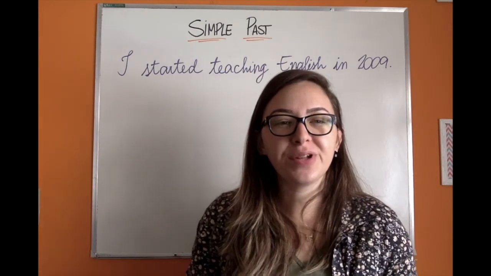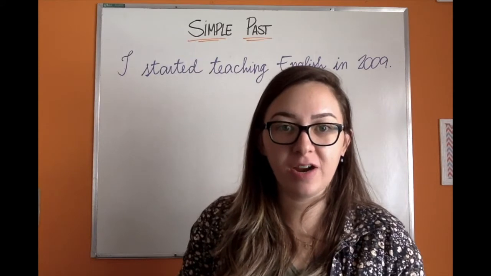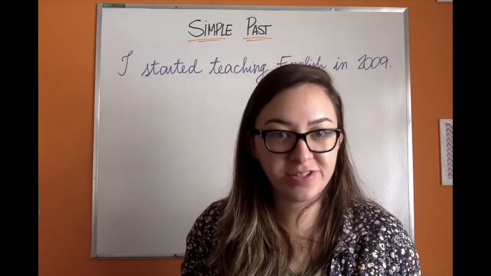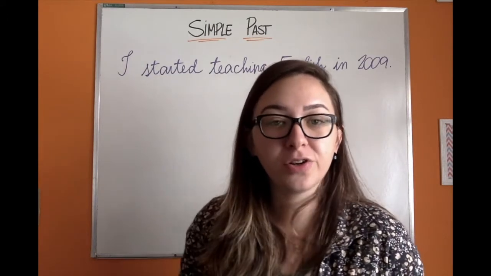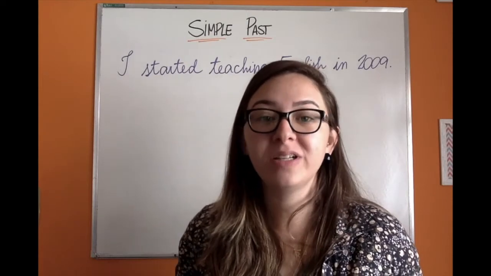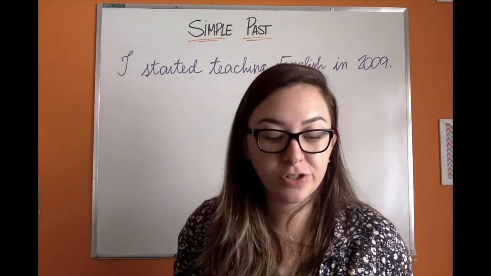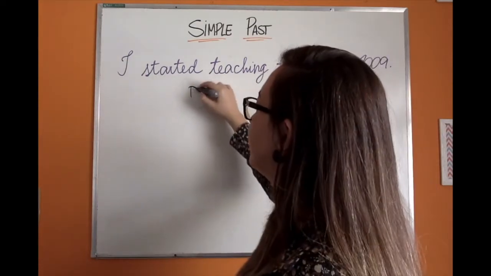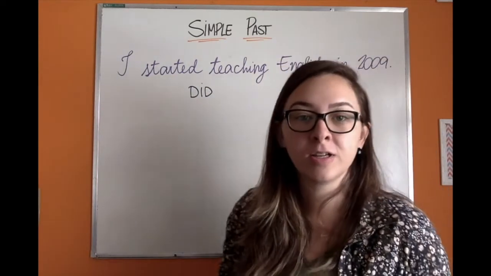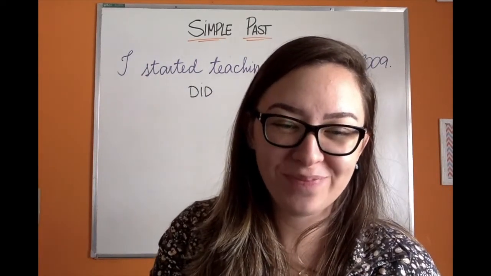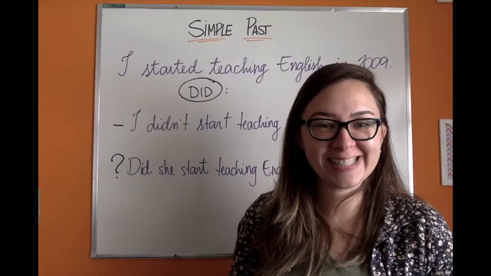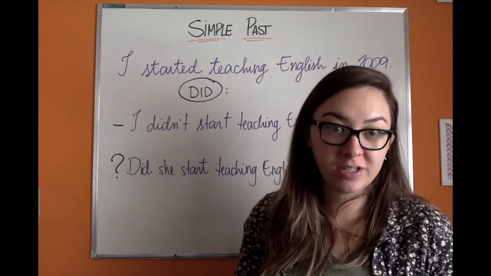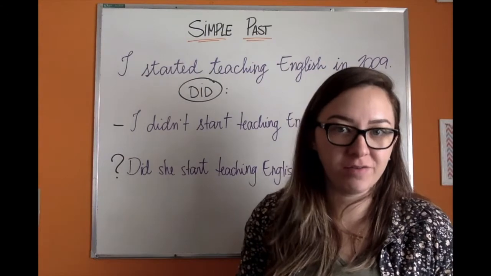Now, remember that in simple present we use the auxiliary verbs do and does to make questions and negative sentences. So here we are going to do the same, but now with one difference. The auxiliary verb is not do and does anymore. What we have now is the auxiliary did. So let's see how the sentences are. All right, so we have here our negative and our interrogative sentences using did, the auxiliary verb.